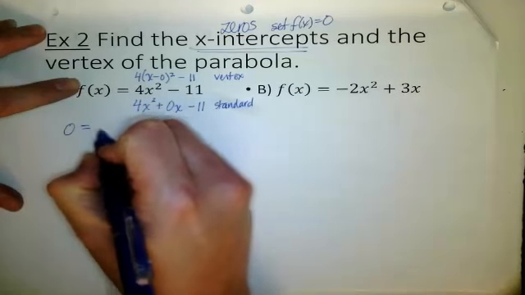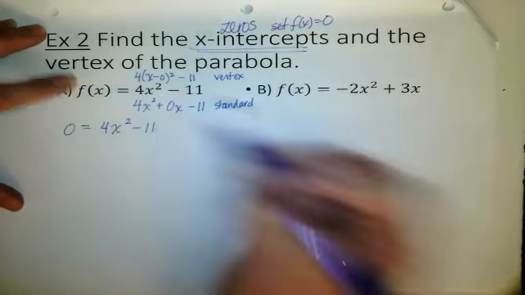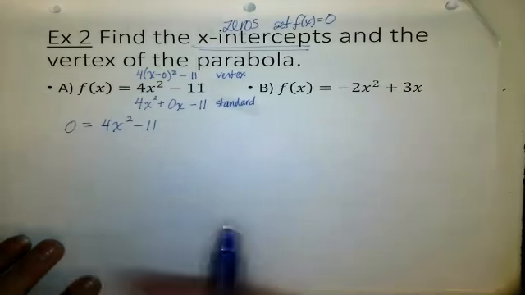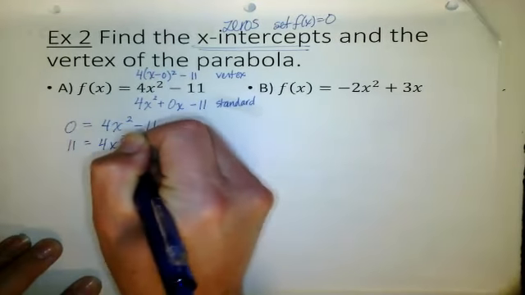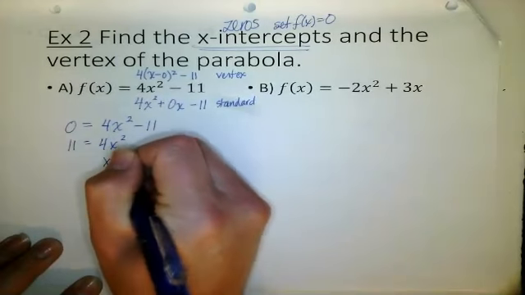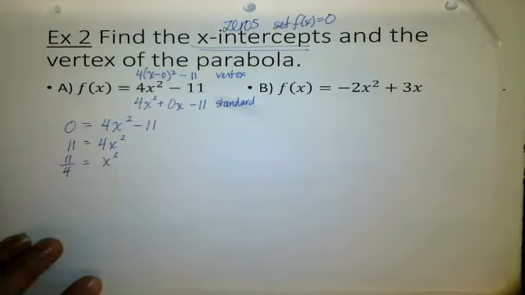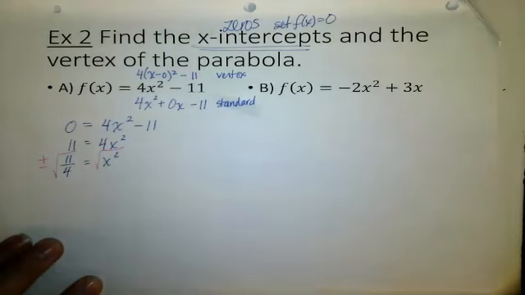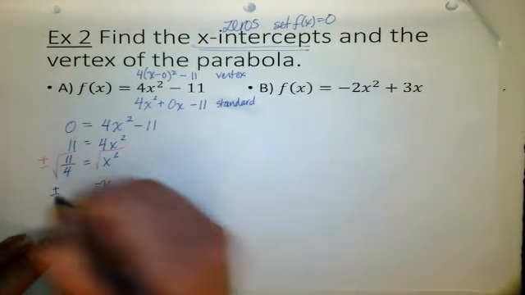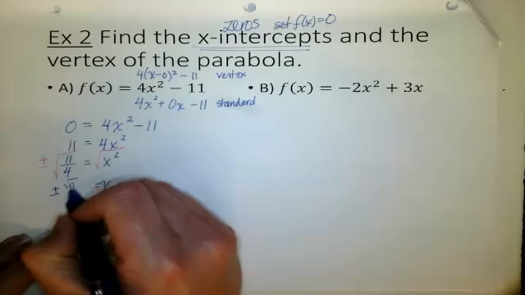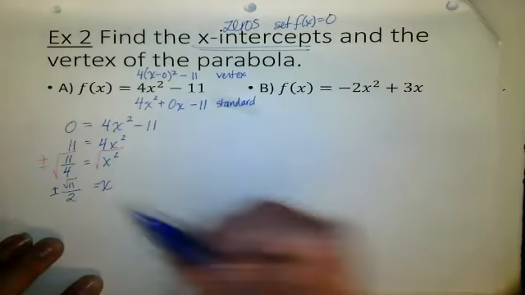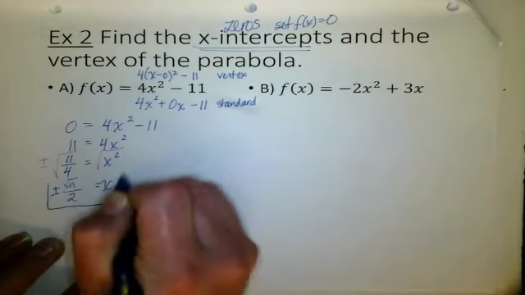So I'm going to set it equal to 0: 4x squared minus 11. And I want to isolate x. What should we do? Add 11. And then divide by 4. So we get 11 over 4. And then what? Square root both sides. Don't forget plus or minus, always, always. So we get x equals plus or minus radical 11 over 2. The square root of 4 is 2, so we can clean that up a little bit. So here are our x-intercepts.